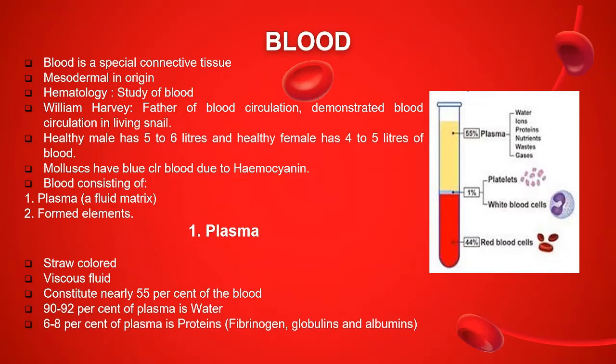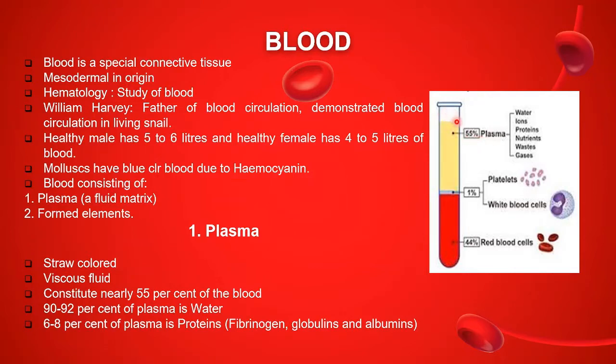Mollusks have blue colored blood due to the presence of the copper-containing hemocyanin pigment. Blood consists of plasma and formed elements. Plasma is also known as fluid matrix. So when we see the plasma here, it's a straw colored viscous fluid and it constitutes 55% of the blood.